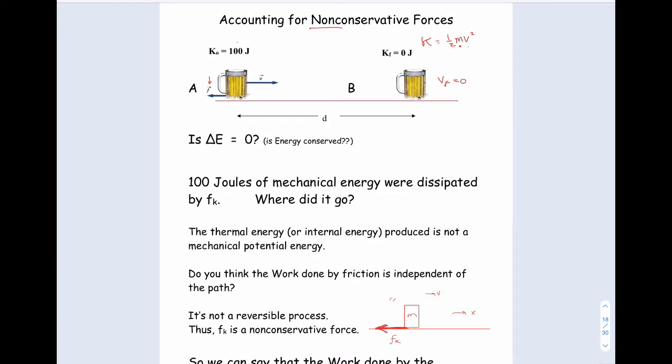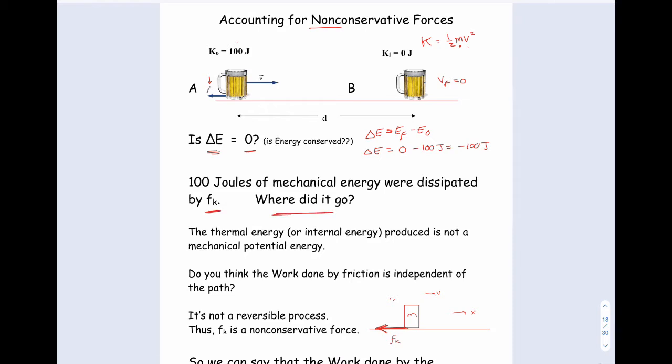Okay, so we want to ask ourselves in this case, is energy conserved? Did the energy change? Well, for energy to be conserved, the change in energy has to be 0. Change in energy is final minus initial. So my change in energy was minus 100 joules. The energy decreased by 100 joules; 100 joules of kinetic energy were gone. So energy was not conserved. In this chapter, we would say 100 joules of mechanical energy were dissipated by the kinetic friction force.